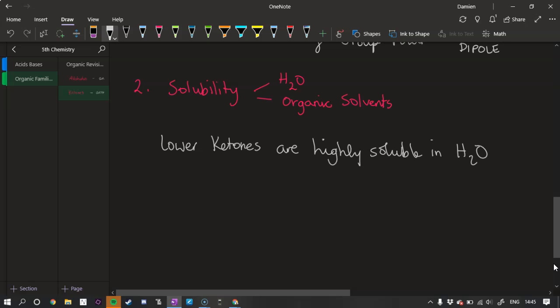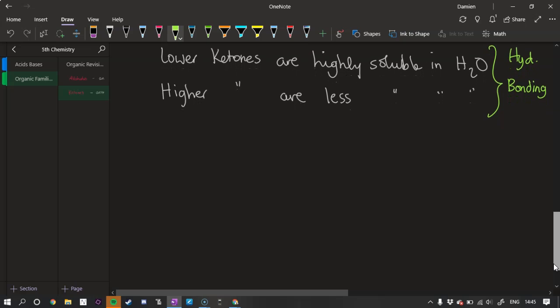As you progress on and as the chain lengthens, so higher ketones are less soluble in water. And again, the reason for that is hydrogen bonding. There's hydrogen bonding in between the water and the ketones. And pretty much aldehydes and ketones, they have more or less the same formula. So they can often be isomers of each other. So they will also be soluble in organic solvents.